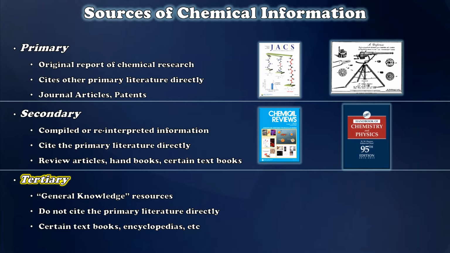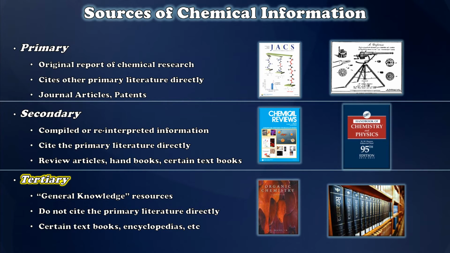Tertiary chemical literature are what we call general knowledge resources, and they don't cite the primary literature directly. Therefore, the paper trail back to the original account of research is broken, and this is what distinguishes tertiary literature from primary and secondary. Of course, good examples of this would be your organic chemistry textbook or popular encyclopedias.